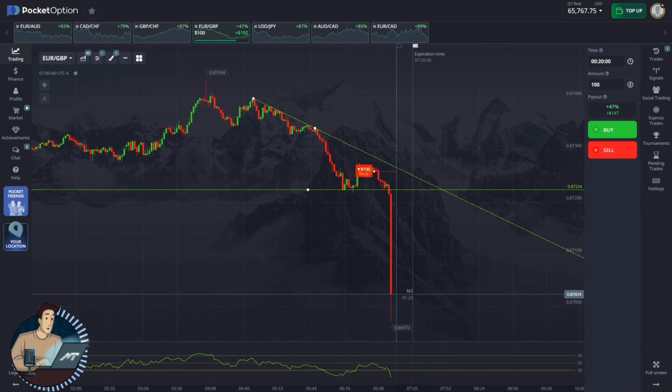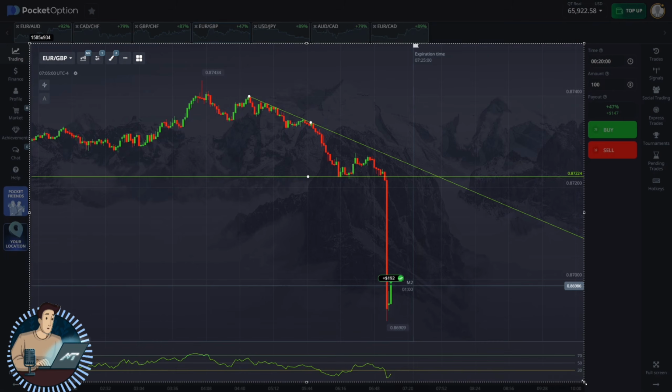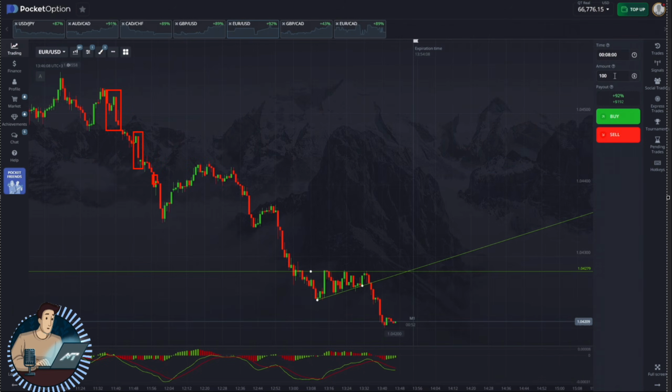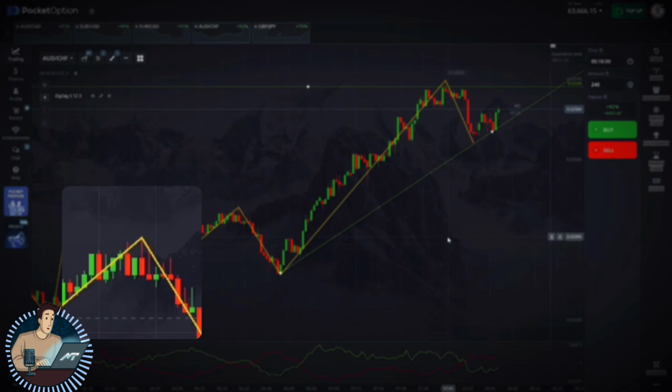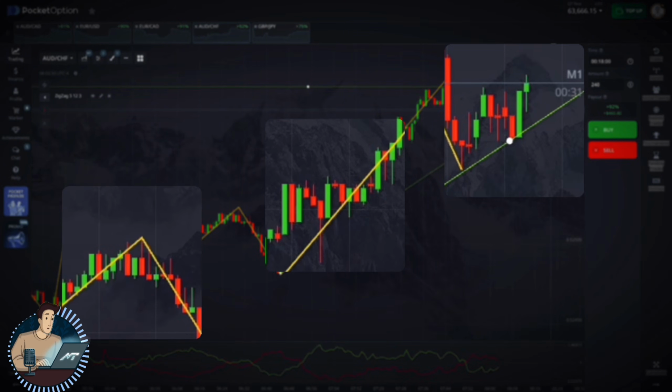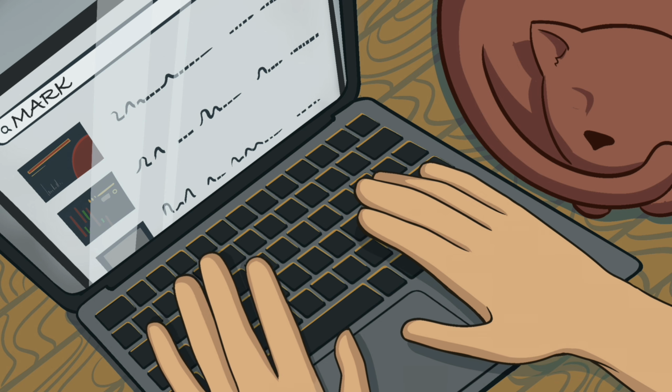Most beginners think strong price moves just appear out of nowhere, but that's not how it works. This one concept changed how I read every single chart. And once you see it, honestly, you can't unsee it. I'll break it down step by step and show you exactly how I use it to enter right before the impulse starts. Let's get into it.